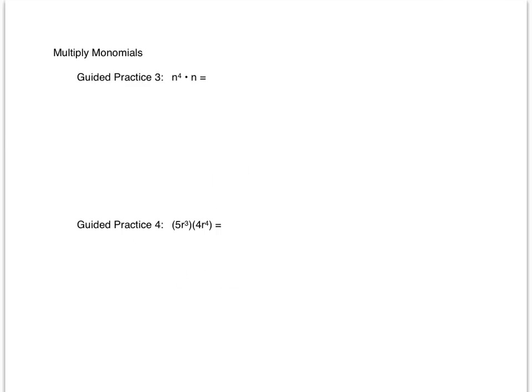Let's do a couple together. In guided practice 3, we have n to the fourth power times n. This would be the same as n to the 4 plus 1 power, or n to the fifth power.